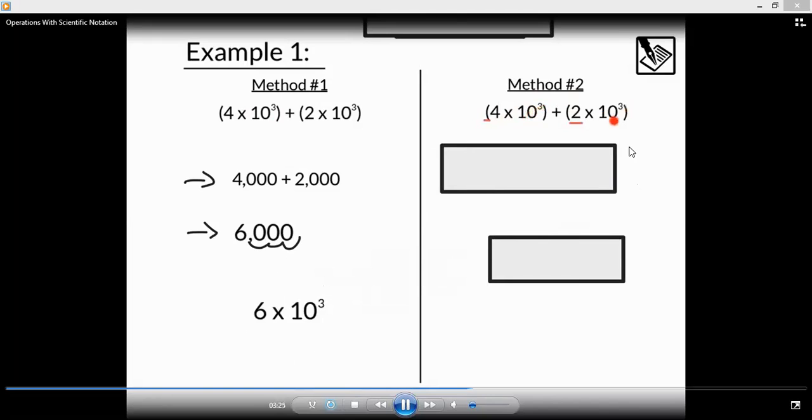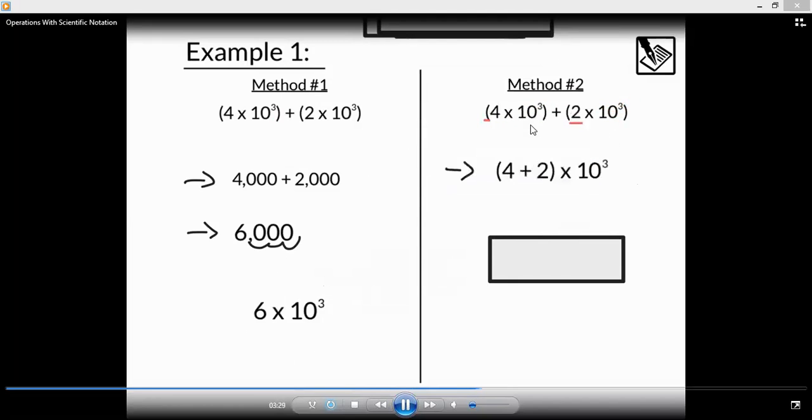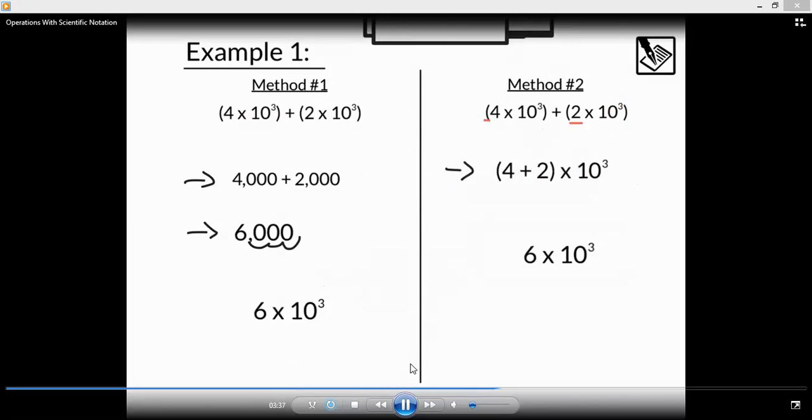Method 2: the first one you have 10 to the power of 3, the second one you have 10 to the power of 3. Then we will combine. You are going to take a common factor, 10 to the power of 3, because it's there in both parentheses. Then we will take 10 to the power of 3 out as a common factor.